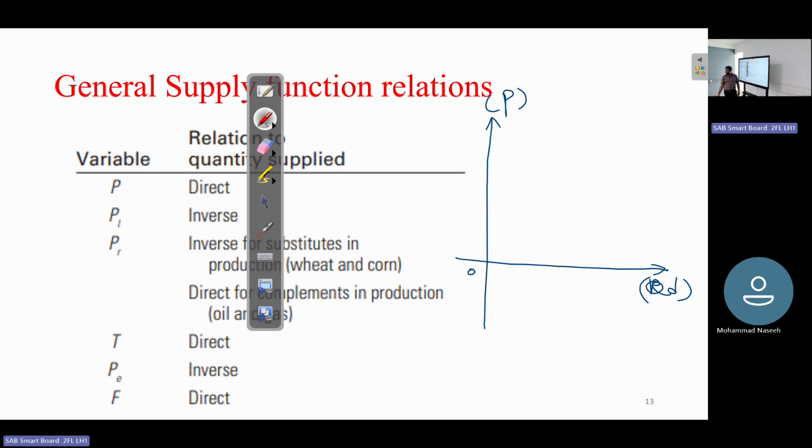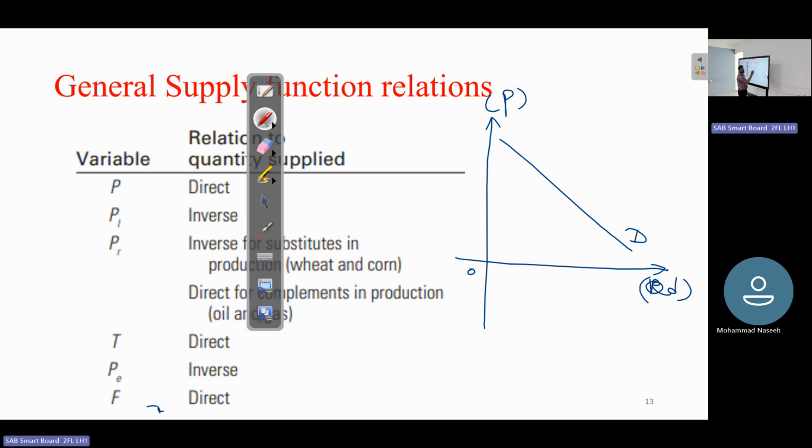It depends on whether it's a positive slope or a negative slope. It's a negative slope, which means a downward sloping line. This is the demand line. With this, when the price increases, quantity demanded will decrease.